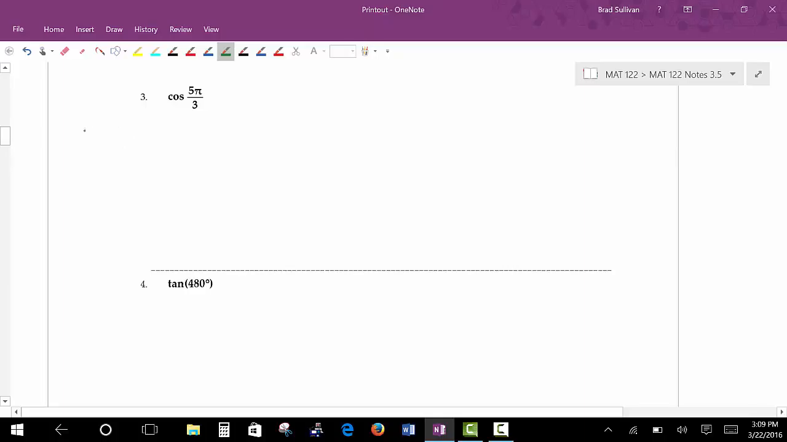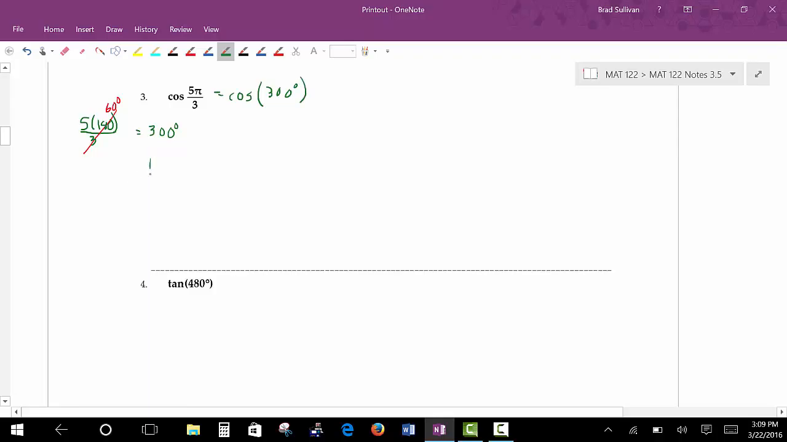Okay, first of all, if we were to just convert this to degrees, we would do this, of course. And 180 over 3 is 60 degrees. And then this would be 5 times 60, so it would be 300 degrees. So we're really looking at the cosine of 300 degrees on this problem.